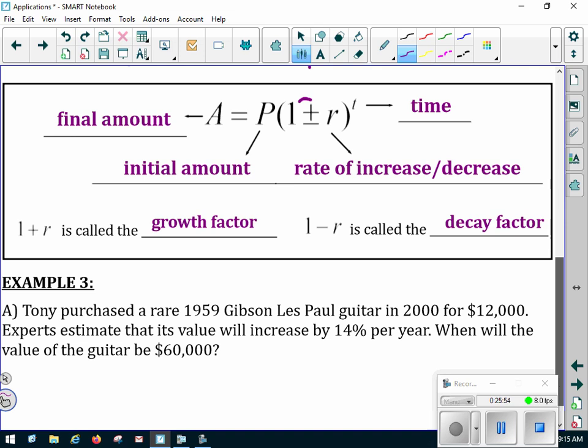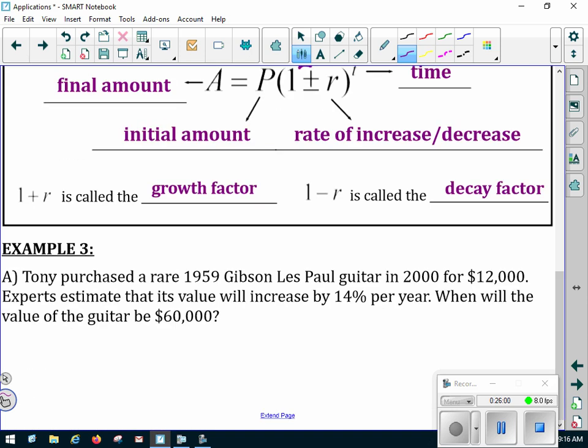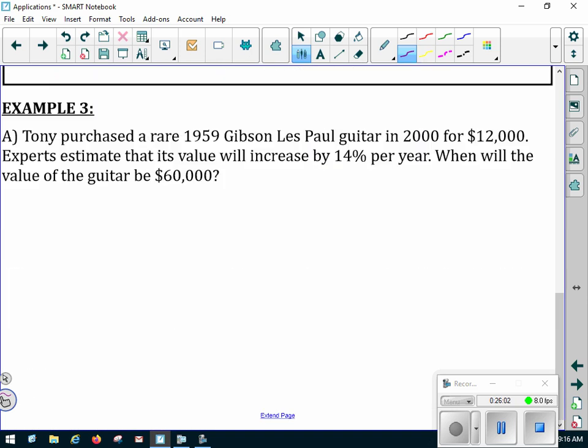Okay, you ready? Okay, so we're going to go down. Tony purchased a rare 1959 Gibson Les Paul guitar in 2000 for $12,000. Experts estimate that its value will increase by 14% a year. If that's true, holy mackerel, he's got a diamond. Okay, when will the value of the guitar be $60,000?